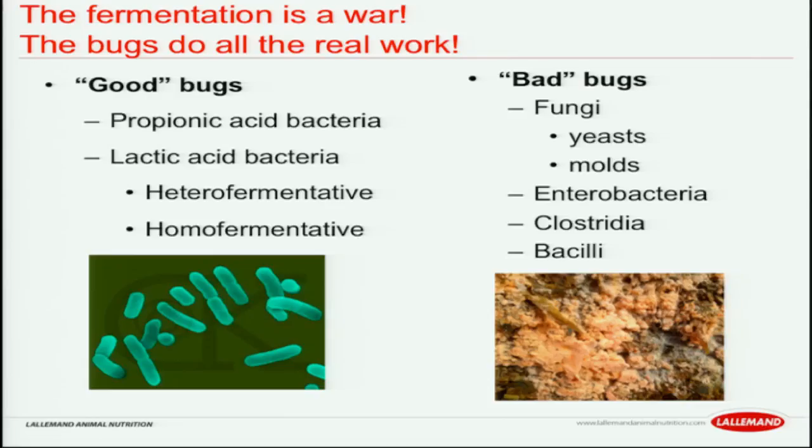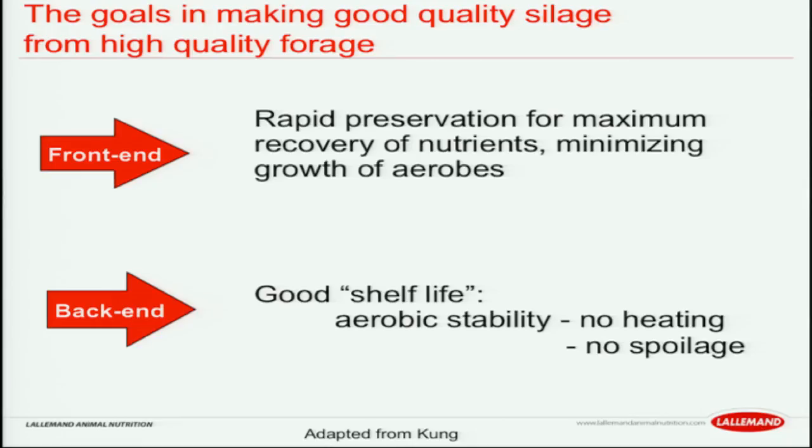So the plant comes from the field colonized by a wide variety of microorganisms. They are beneficial and detrimental to silage making. And we want to make sure that the beneficial microorganisms will prevail. Let's call this a war. And those are particularly the lactic acid bacteria population. And the detrimental or the bad bugs would be the fungi, yeast and molds, Clostridia, Enterobacteria, and bacilli.